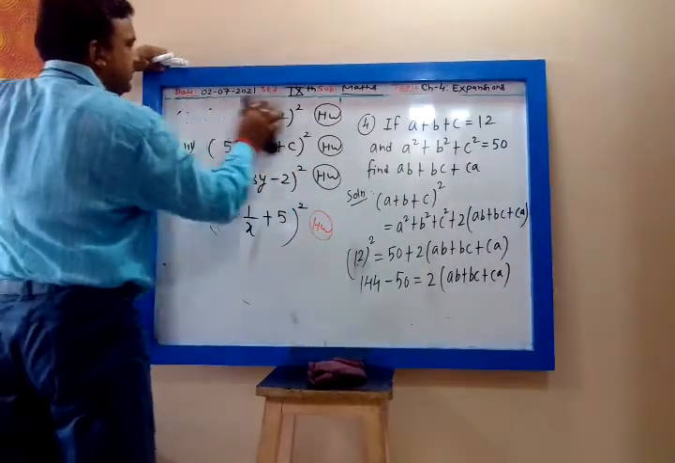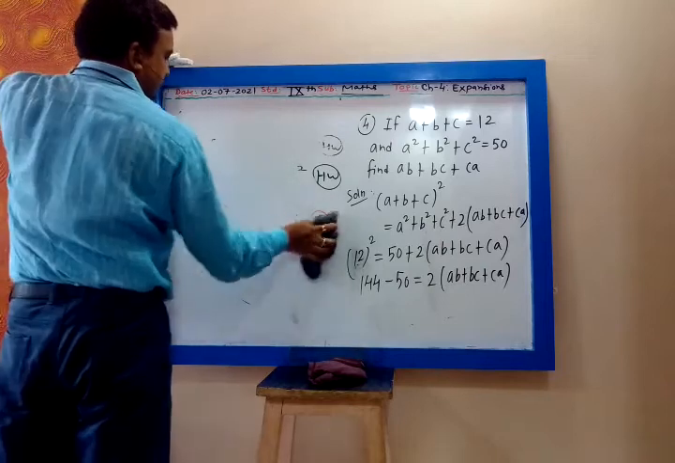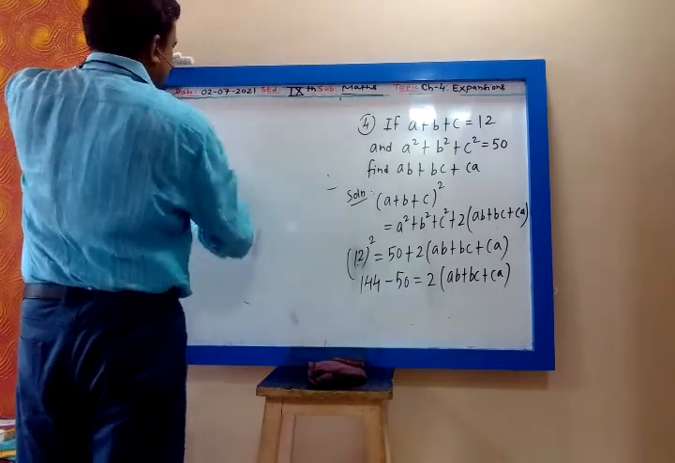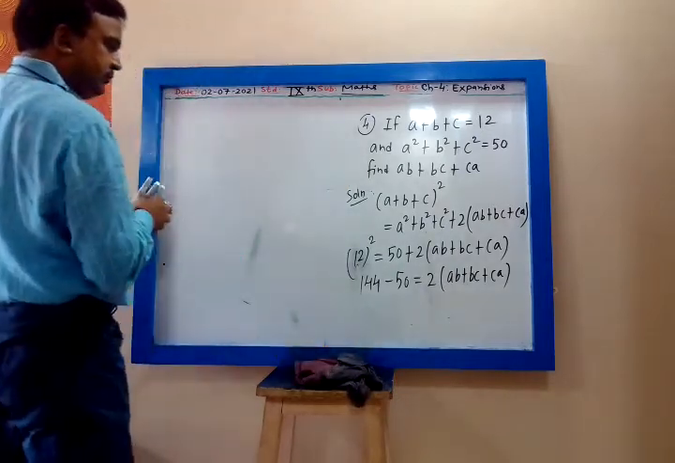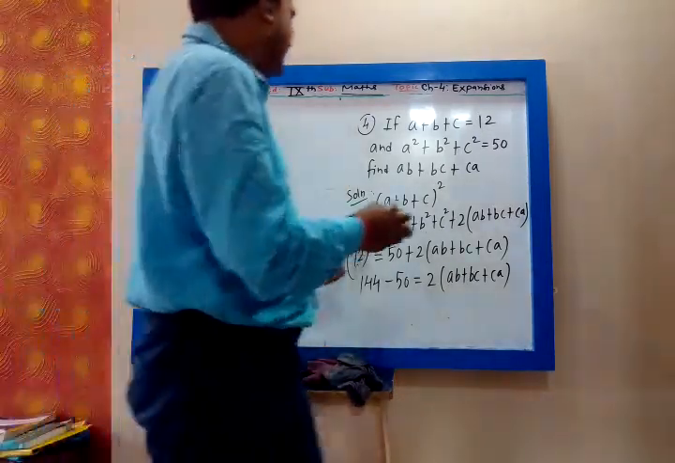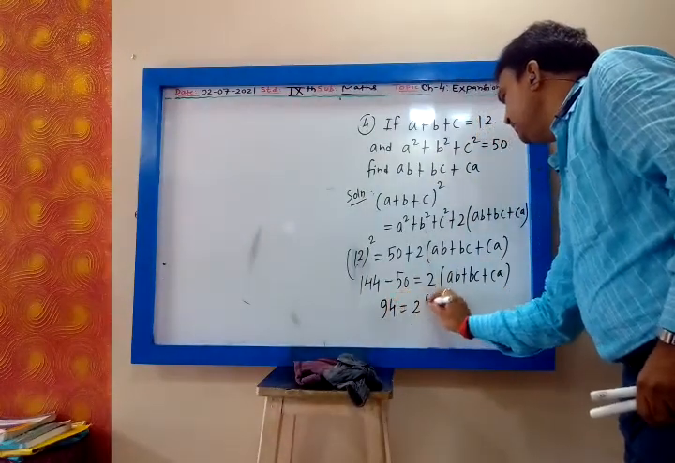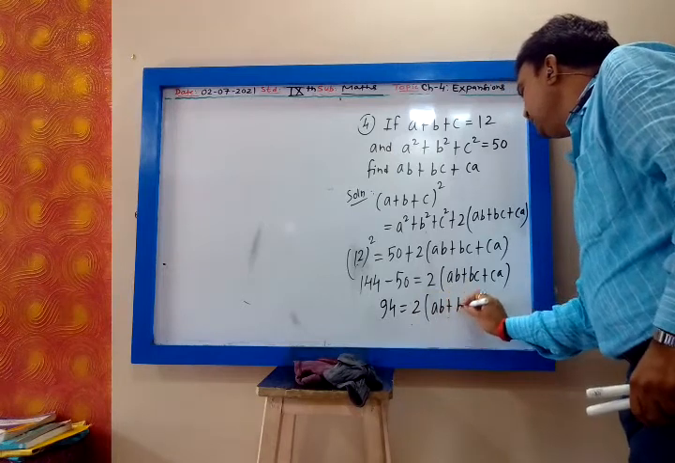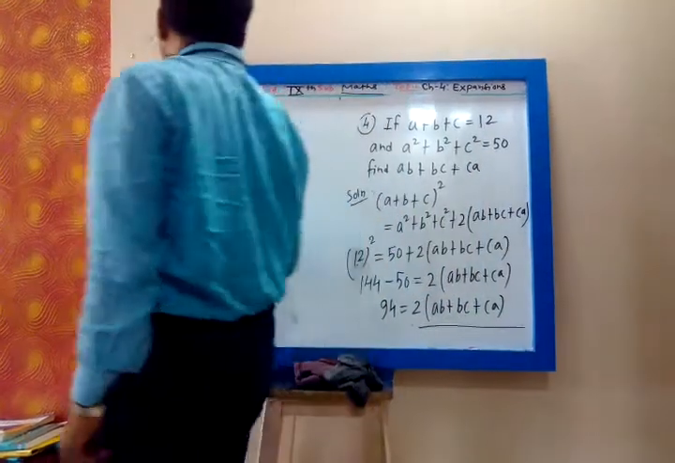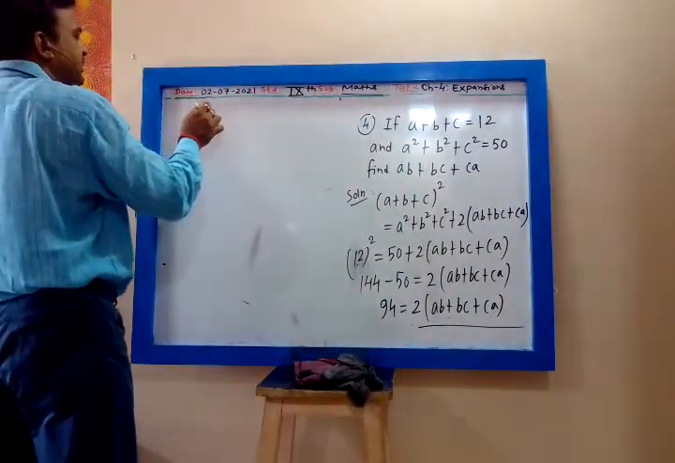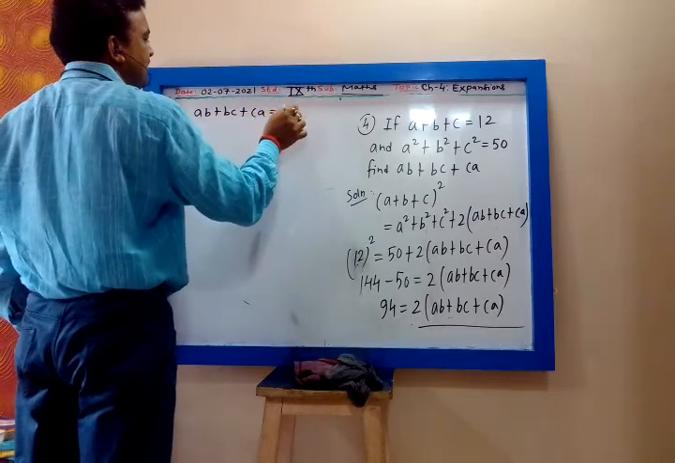12 square is 144. 94 by 2. 94 is equal to 2 times (ab plus bc plus ca). So ab plus bc plus ca will be 94 by 2, and this is the answer.